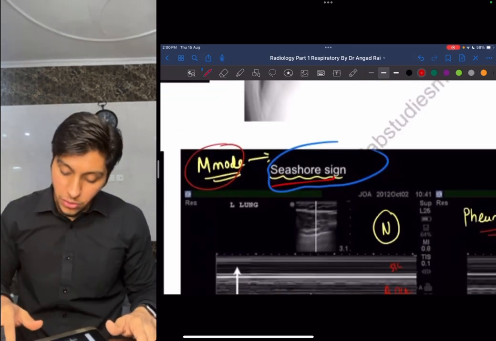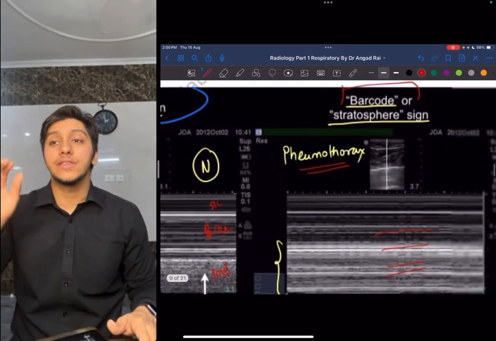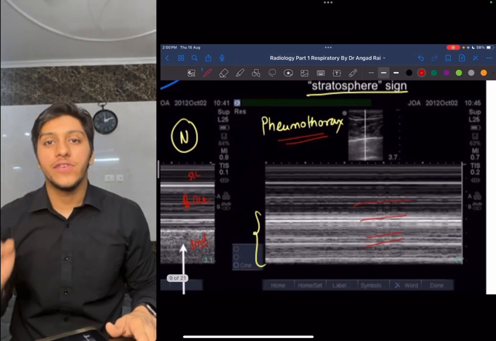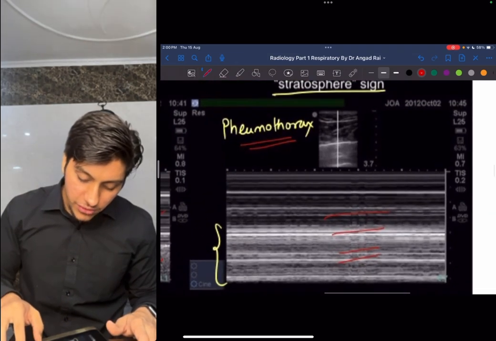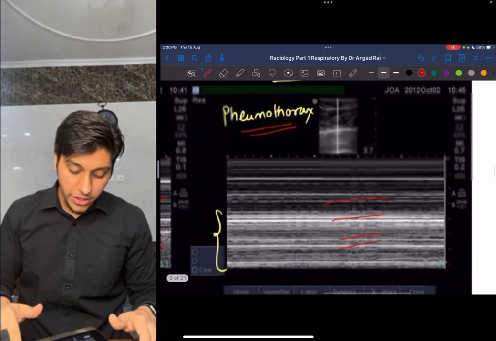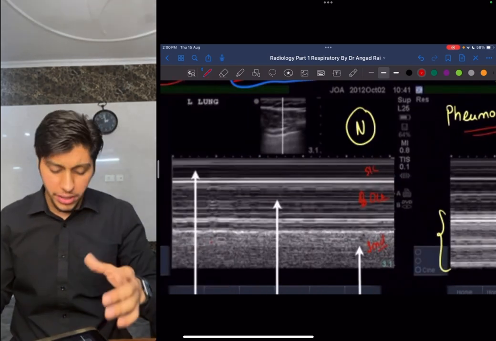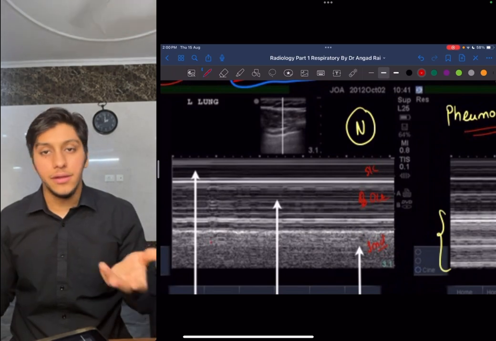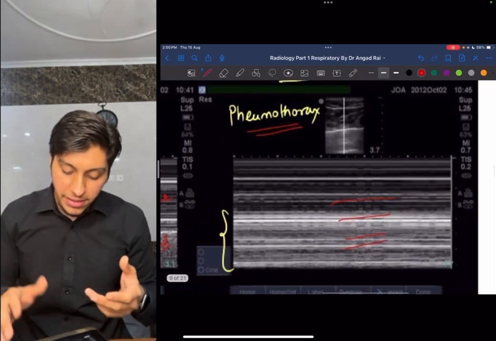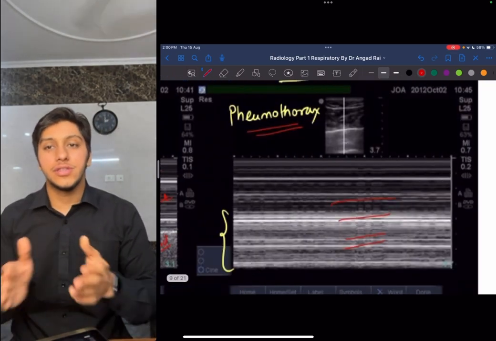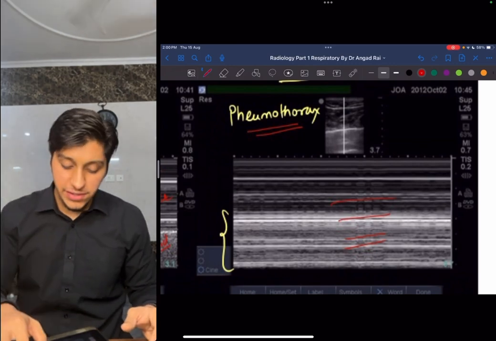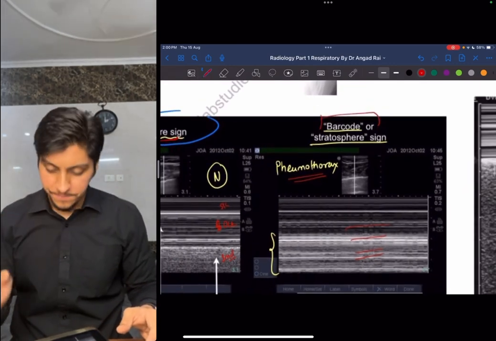But what happens in pneumothorax is you will have a thing which is known as the barcode sign or stratosphere sign. Now in the barcode sign or stratosphere sign, you can see there is no such differentiation. Over here you could see a darker line was sky, then a little lighter was your water, and then granulations which were looking like sand, right? Over here you can see everything is the same, just the light is different. So this is basically a barcode or stratosphere sign, which is seen in pneumothorax.